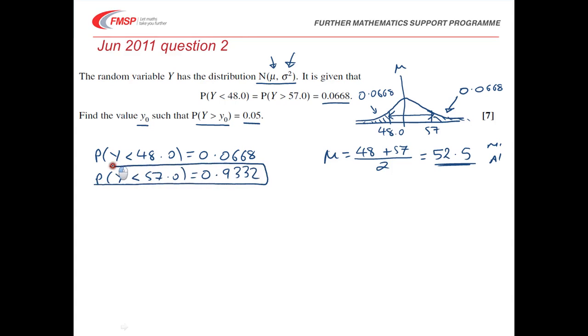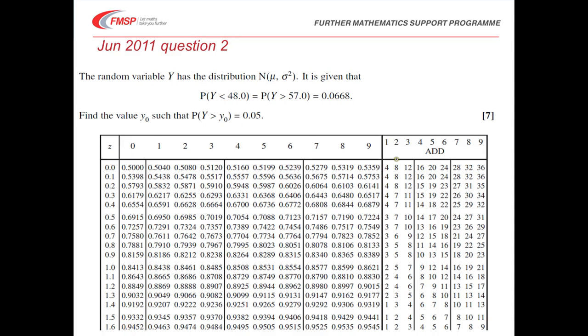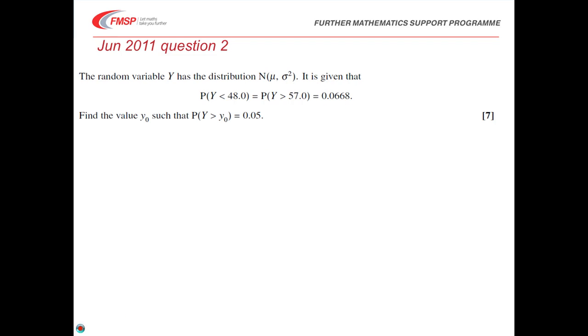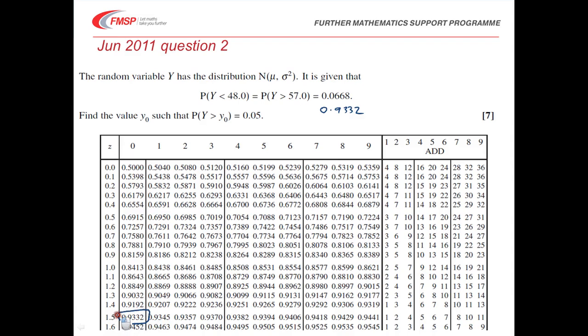You should know that your normal distribution table only has probabilities that are greater than a half, so therefore I have to use this one here. If I go to the normal distribution table, I'm looking up a value of 0.9332, and you just have to go hunting. If you look long and hard, it is this value here. What that tells me is that a probability of 0.9332 corresponds to a z value of 1.5.